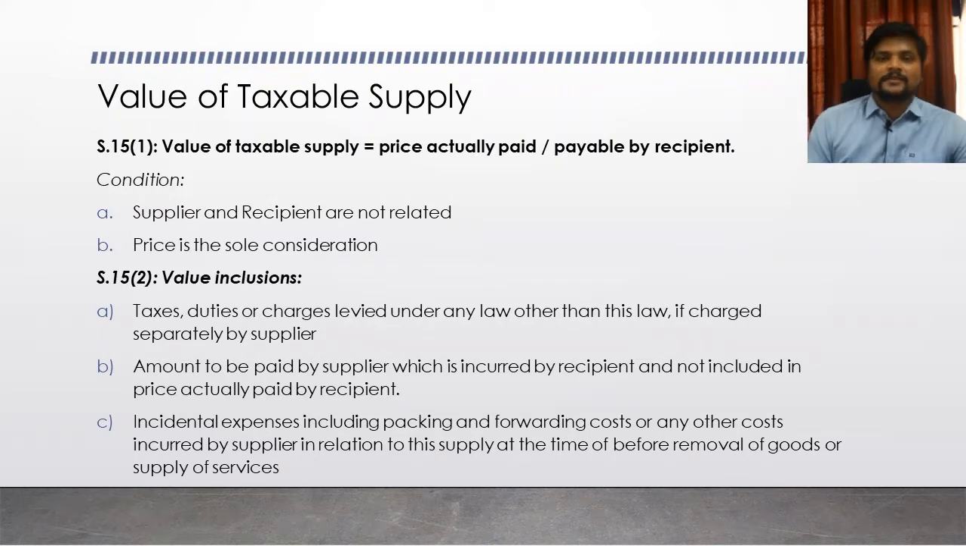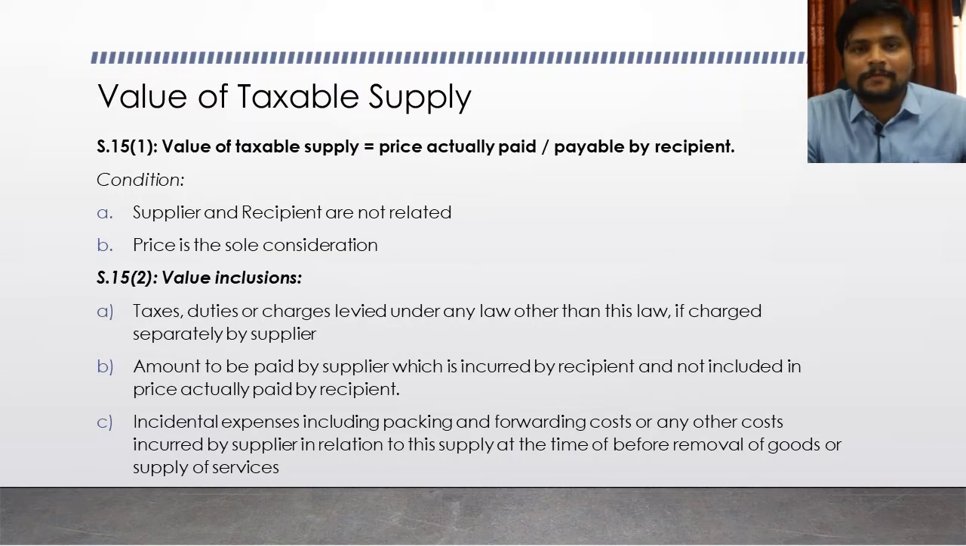What is the third item? Third item is any incidental expenses or any packing, forwarding costs, or any other cost incurred by the supplier in relation to the supply, that is, the charges are incurred either before or upon removal of goods or supplier services.